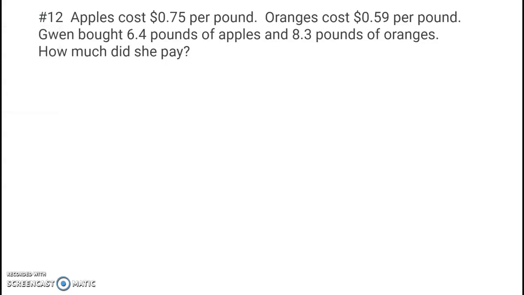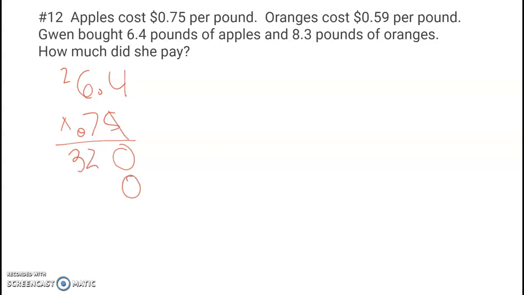So I'm going to go with apples. The apples, she bought 6.4 pounds of apples and it's 75 cents per pound. So let's multiply. 5 times 4 is going to be 20. 6 times 5 is 30 plus the 2 is 32. Moving on, I put down a placeholder 0. 4 times 7 is going to be 28.